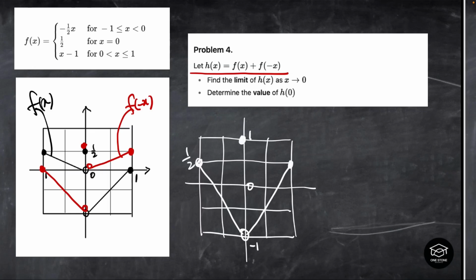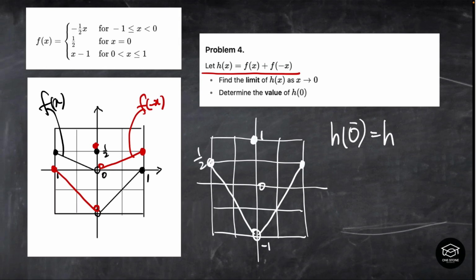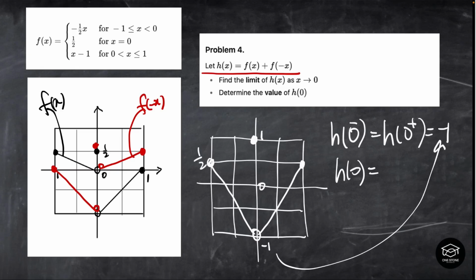Case 2. When x is greater than 0, f(x) equals x minus 1. f(-x) equals 1/2 times x. Adding gives 3/2 times x minus 1. As x approaches 0 from the right, the limit is also -1. At x equals 0, f(0) is 1/2, and f(-0) is also 1/2. Adding gives 1. Answer: the limit as x approaches 0 is -1, h(0) is 1.